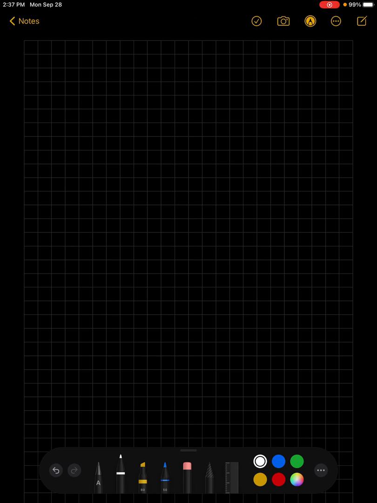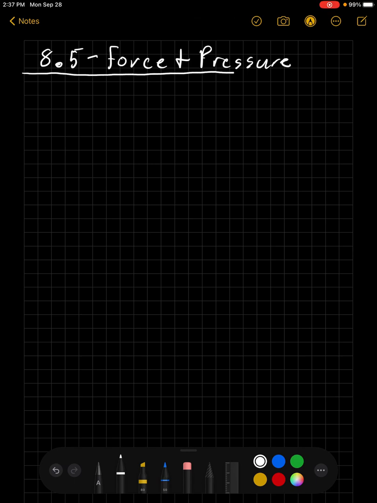At this point, we should have talked about density, centroids, and work. And so this is just going to be yet another physics variation of the same ideas that we've been messing around with. So this is 8.5, and specifically it's the force and pressure section. There's a couple of formulas we get right off the bat.